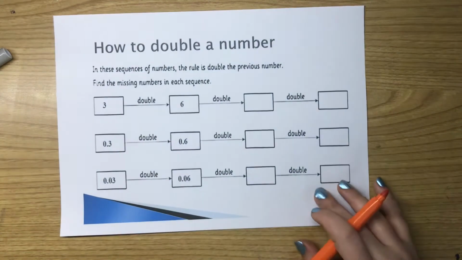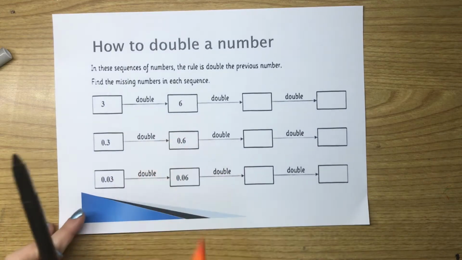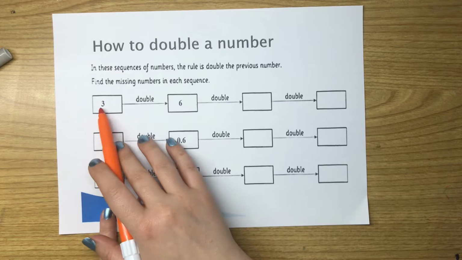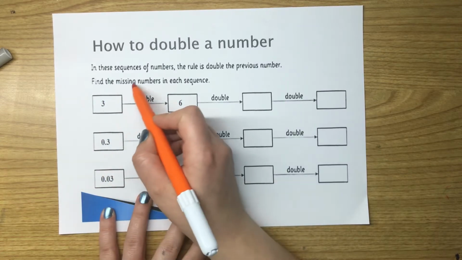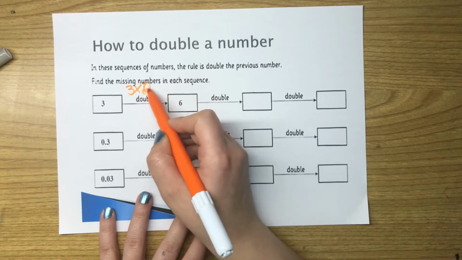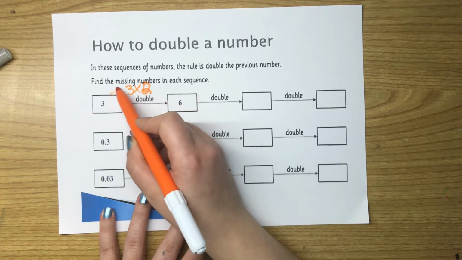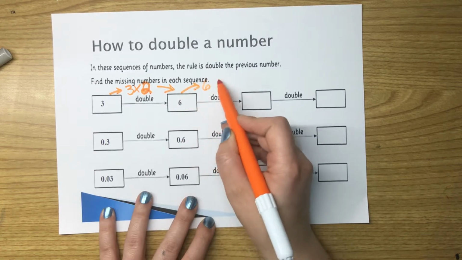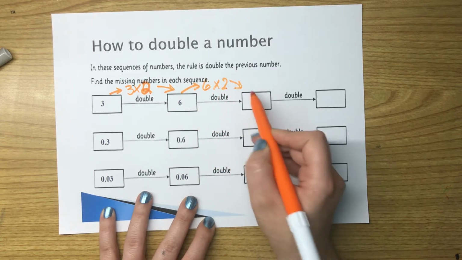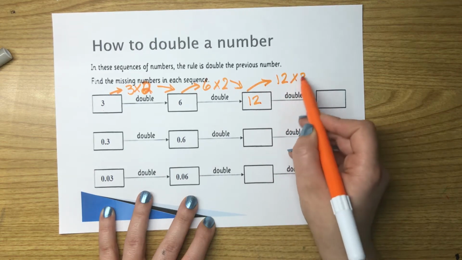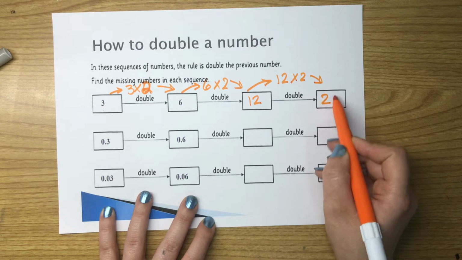Now, the next question, I'm going to show you an easier way how to double decimal numbers. Okay? Let's do the first one. Double the 3 is 6. Double the 3, that means 3 times 2 gives you 6. What is the double of 6? That means 6 times 2 equals 12. The double of 12, that means 12 times 2 equals 24.